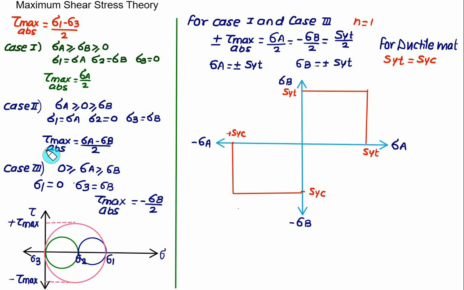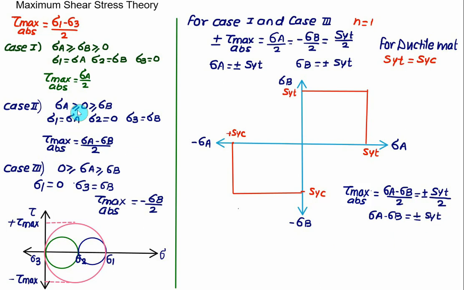And according to the case number 2, we have tau max is equal to sigma A minus sigma B by 2. So that equation I will write here as tau max. Again we are trying for boundary condition. So we have tau max equal to sigma A minus sigma B divided by 2. And this value is again equal to limiting value for the failure, which will be plus minus SYT divided by 2. That is, the value of sigma A minus sigma B is equal to plus minus SYT.